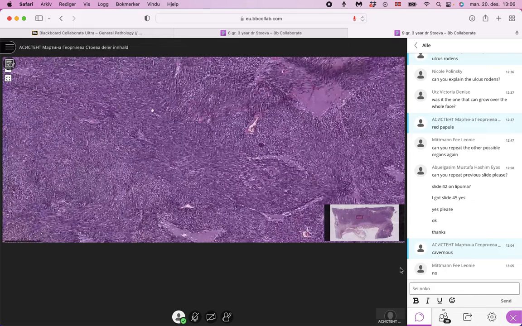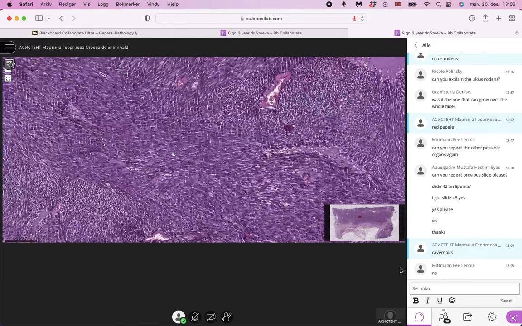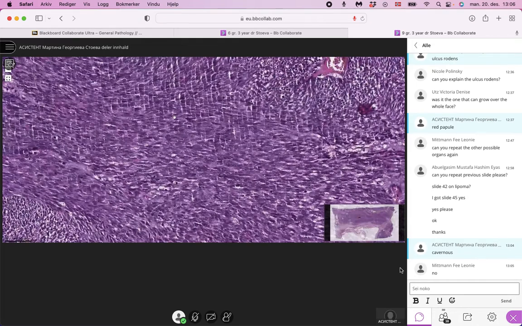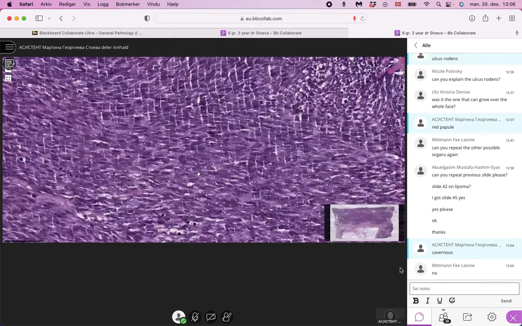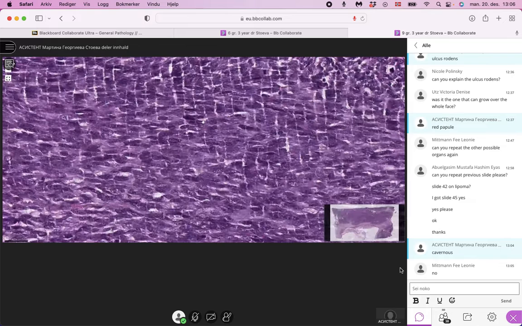First of all, the tumor has a fascicular growth pattern. So it forms fascicles. The cells are spindle-shaped with elongated nuclei. But at the same time, the cells are monomorphic. They look like each other. The nuclei are hyperchromatic, I mean.